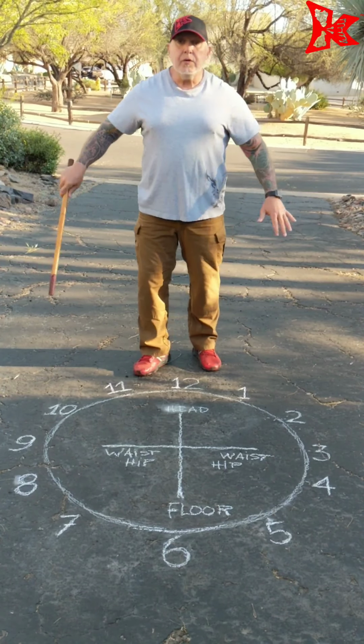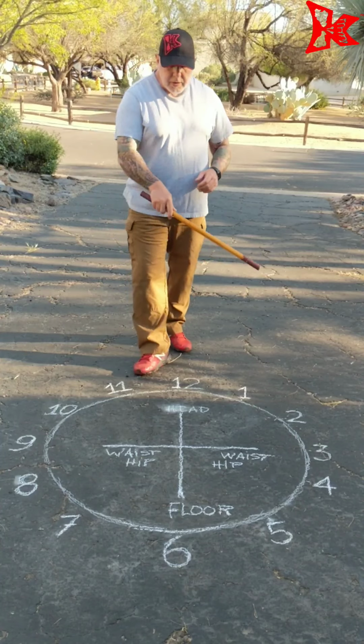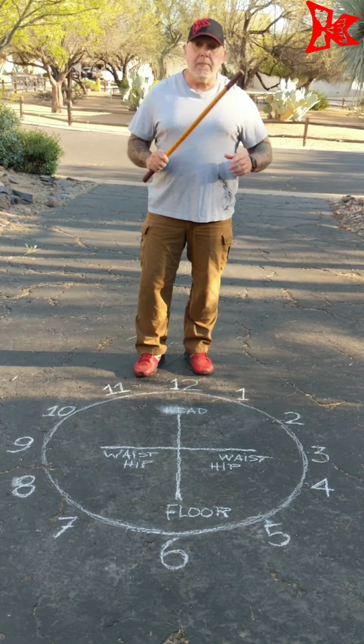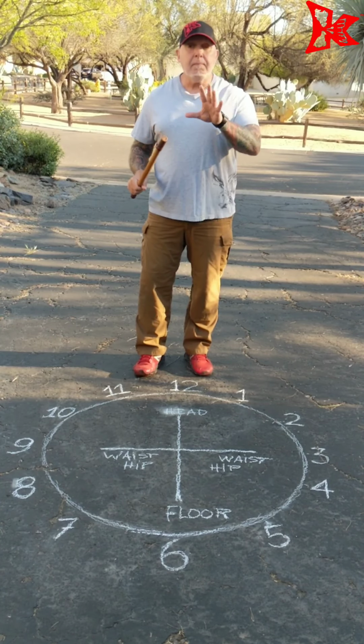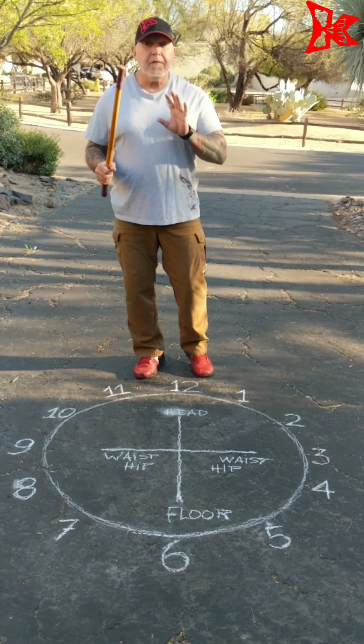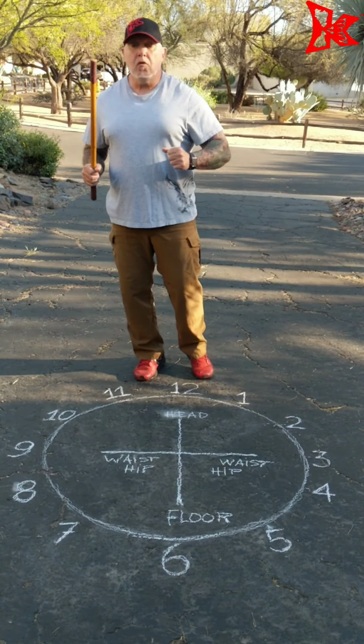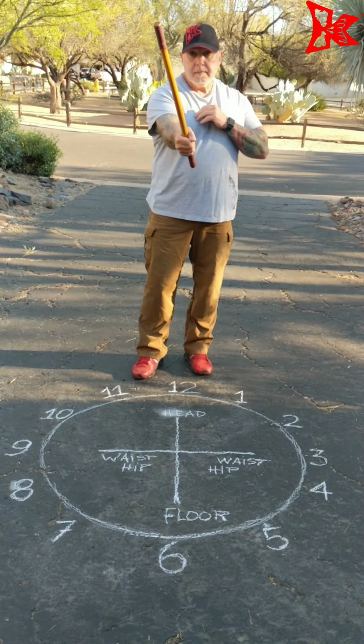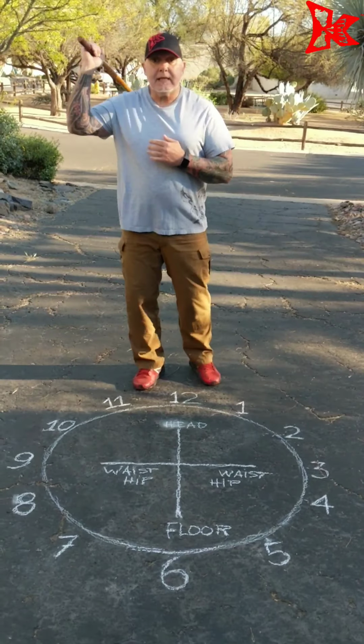Now we introduced the clock already, and also the quadrants. The next step is random number calling. But before we get to that part, let's define two movements. One is a strike, and the other one is a slicing movement.